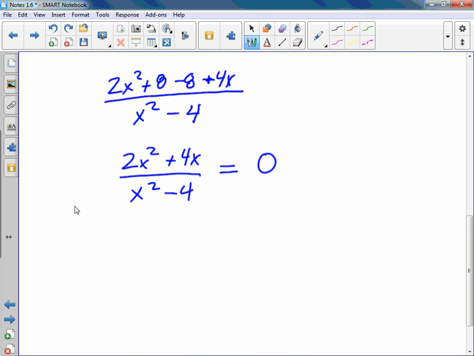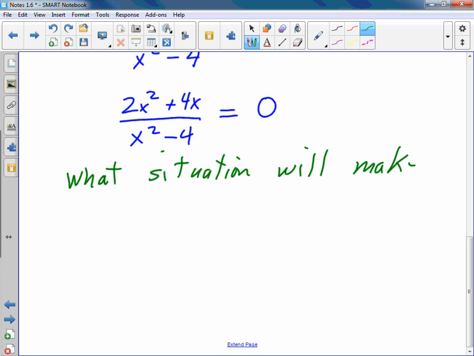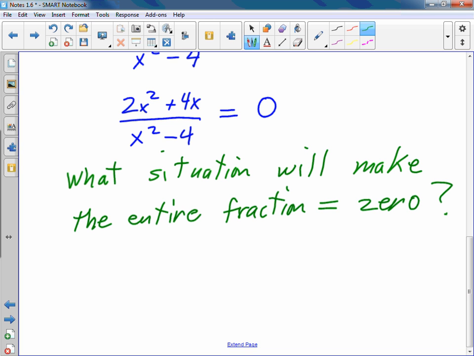You could. There's more than one way to do this one. Well, I don't know if it would help. Okay, here's another thing to think about. Okay, what situation will make the entire fraction equal to 0? Okay? What situation will make the entire fraction equal to 0?